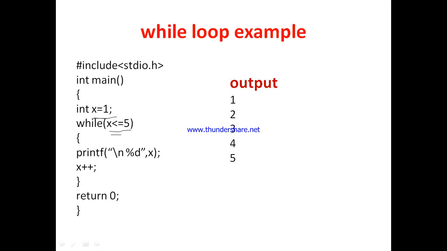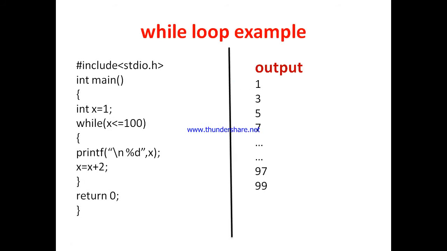When the value of x is 1, 1 is less than or equal to 5, true, so 1 is printed. 1 plus plus, 1 becomes 2. Again the test condition is checked, 2 is printed. Then 3 is printed, then 4 is printed, then 5 is printed. 5 plus plus becomes 6. 6 less than or equal to 5, the condition becomes false. The loop is terminated and directly return 0 is encountered. The program is ended. Okay, this is example number 2.